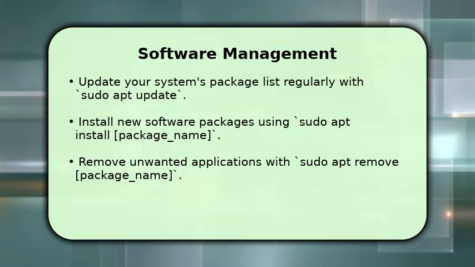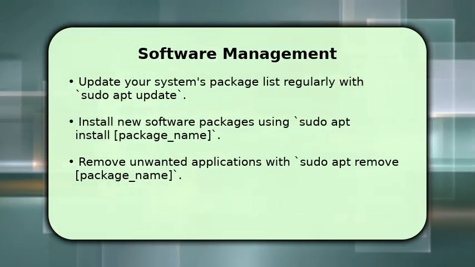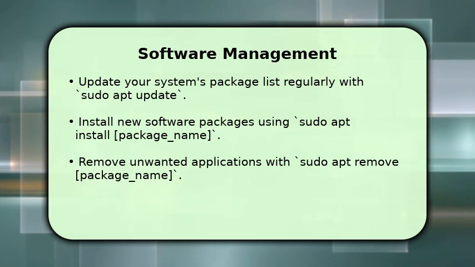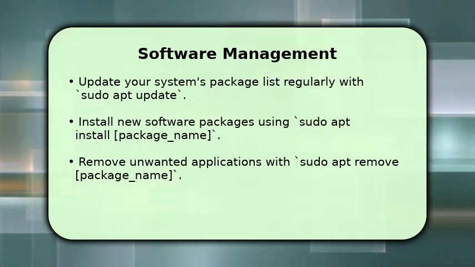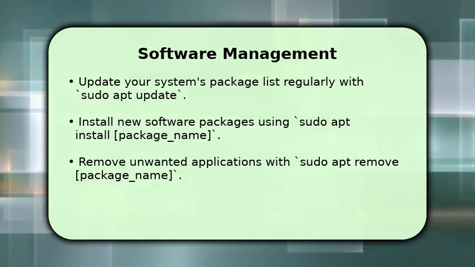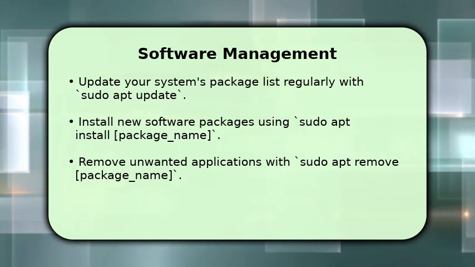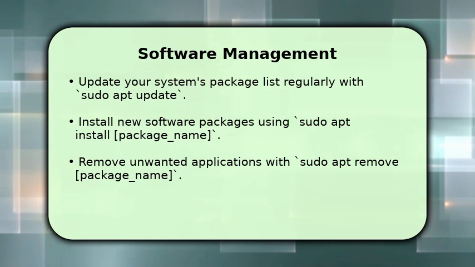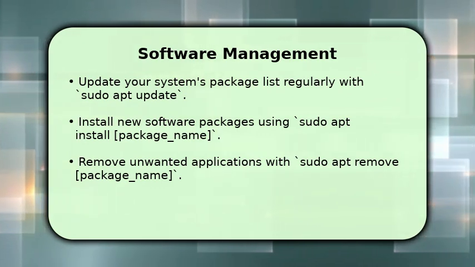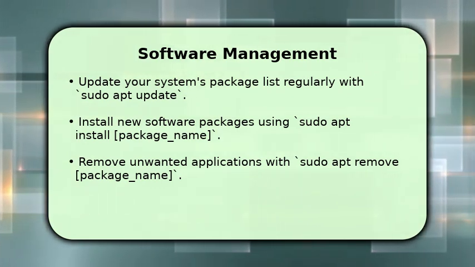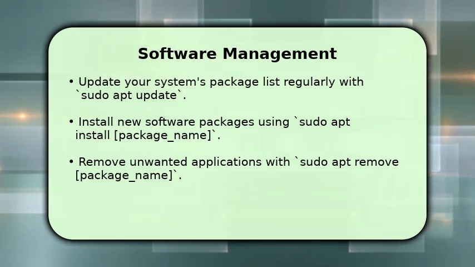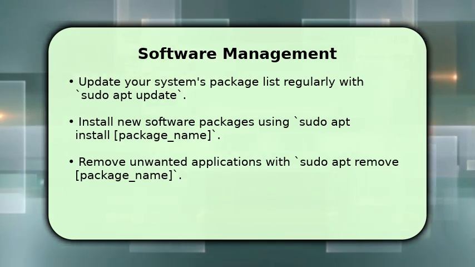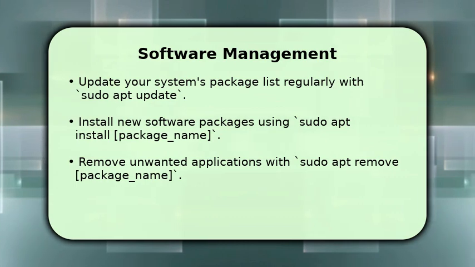Installing and managing software is straightforward. First, always run sudo apt update to refresh your package lists. Then, to install a new program, use sudo apt install followed by the package name, like sudo apt install vlc. If you need to remove an application, simply use sudo apt remove with the package name. This keeps your system clean and up to date.